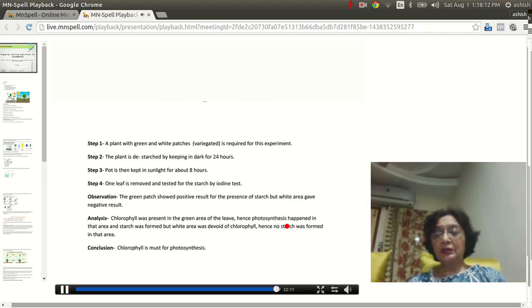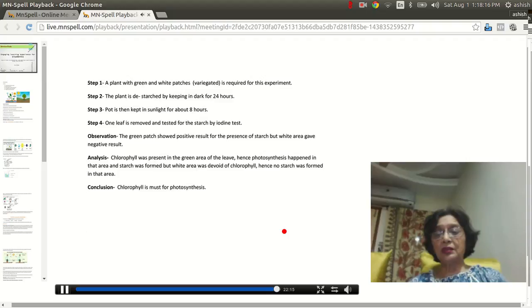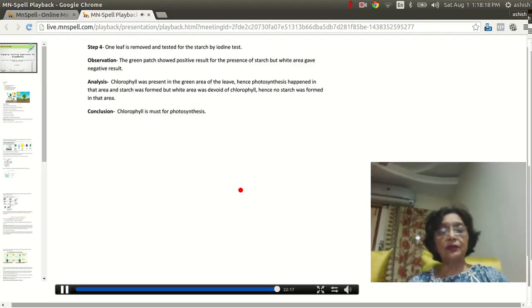This is the details of it. You can see that, and my conclusion is that without chlorophyll, photosynthesis cannot take place.